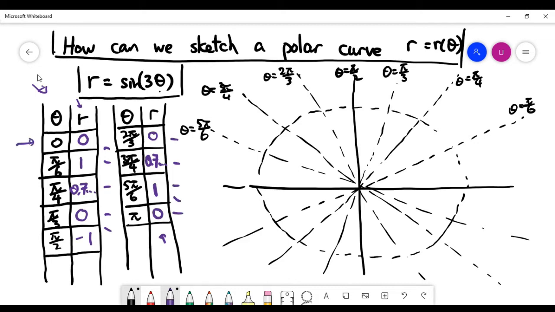For example, the first point is actually the origin, right? We start our sketch by using the origin. And the next point, what is the location? It is along the line theta equals pi over 6 because the angle is pi over 6 and the radius is 1. So the radius is 1 means the point is exactly on the unit circle here. And this point, of course, has the angle pi over 6, right?